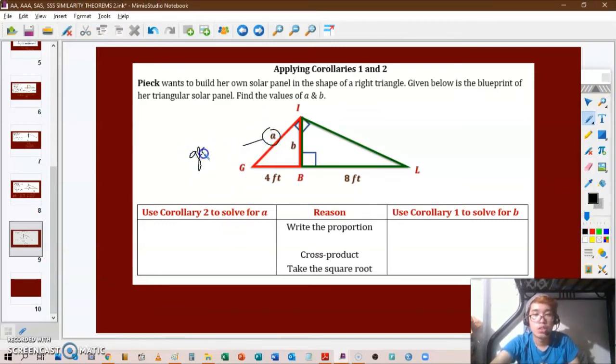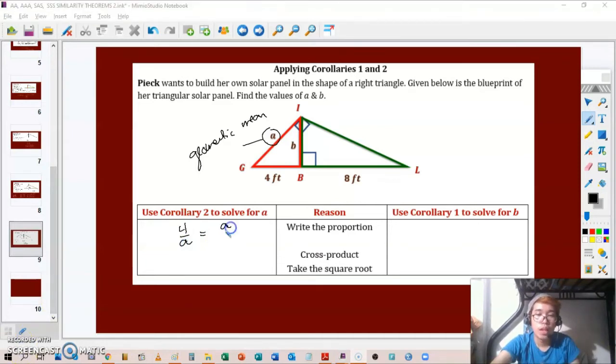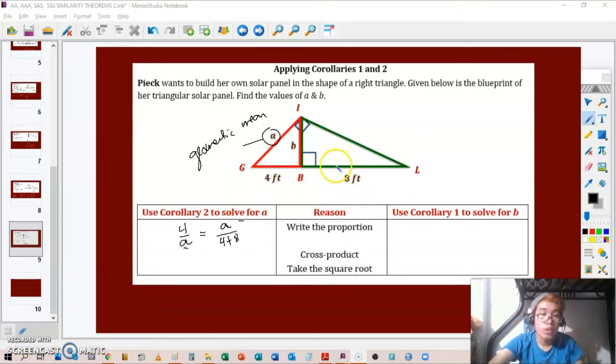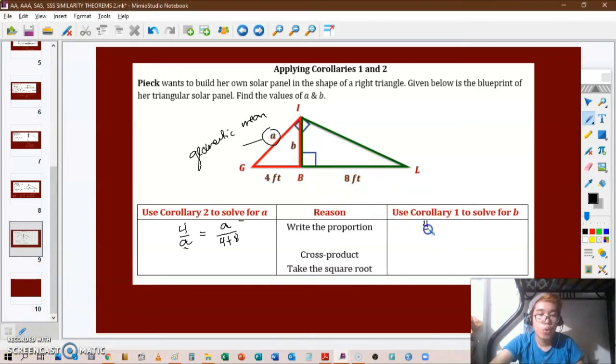So this is the geometric mean of the sides that we have here. We can say that 4 over A is going to be equal to A all over 4 plus 8. So we're going to try to find A, which is the geometric mean. Then for letter B, we're going to use the first corollary to find the value of B. So using corollary 1, we can say that 4 over B is equal to B over 8.